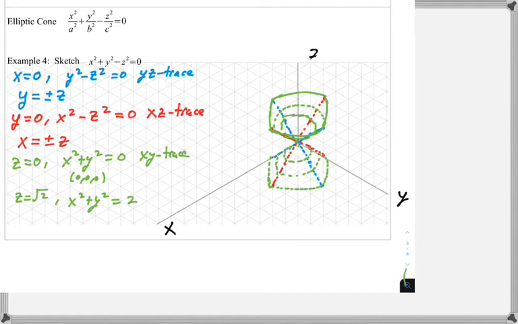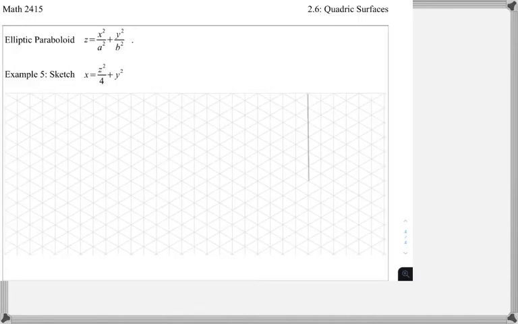And let's move on and draw another one. So let's look at the elliptic paraboloid. The elliptic paraboloid is going to look like z equals x squared over a squared plus y squared over b squared. What would be an indication here that it's an elliptic paraboloid? Everything is positive, and we have one variable to the first power, the z. The variable that is to the first power is going to be the axis that you open up on.